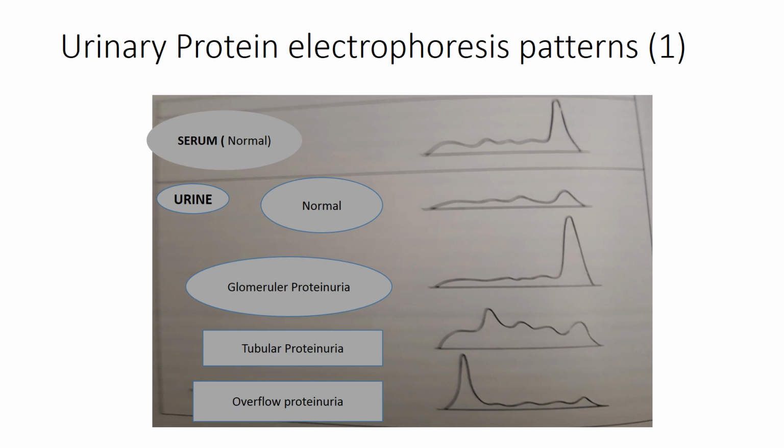This is meant to represent a patient with multiple myeloma. We have that single peak, which represents the light chains. So this diagram is from Schrier's Diseases of the Kidney. I thought it would be nice to just illustrate how the different types of proteinuria end up with different patterns on electrophoresis.